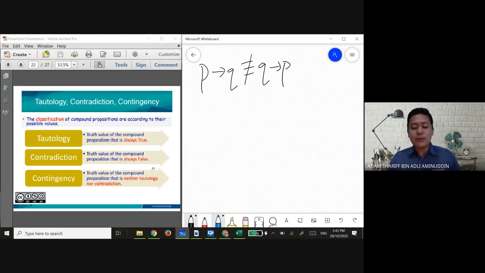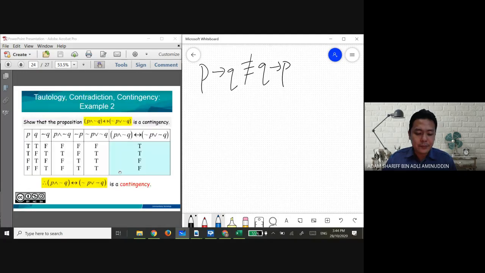So from the previous truth table that you already developed, you look at the compound proposition in the rightmost column. Is it a tautology? If it is a tautology, then all of them are true. If contradiction, all of them are false. If mixed, then it's a contingency.